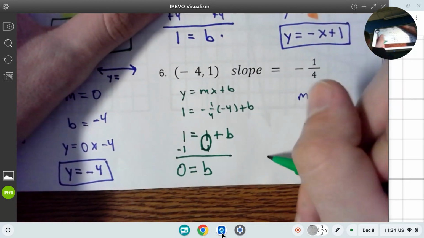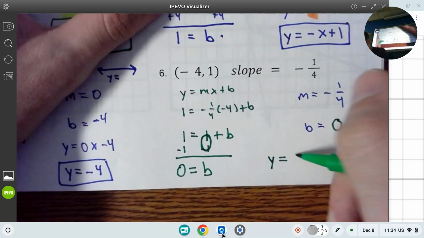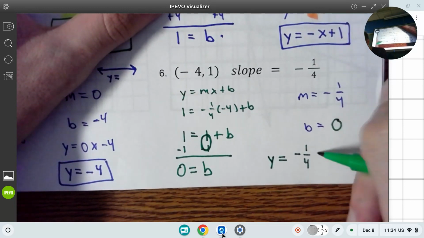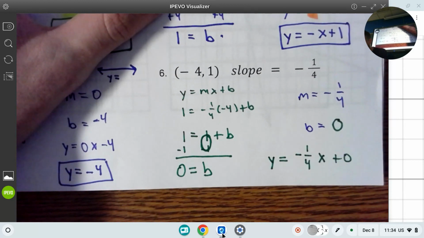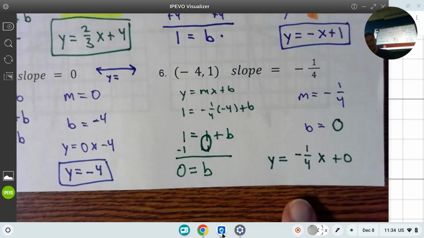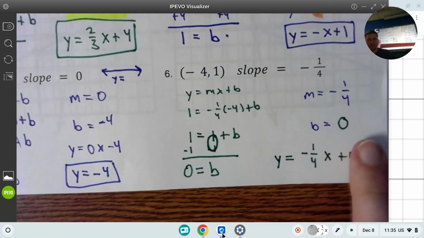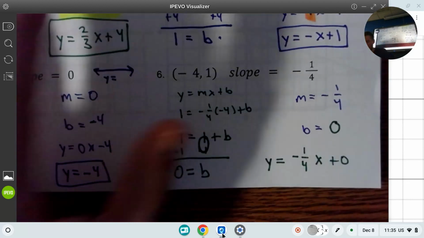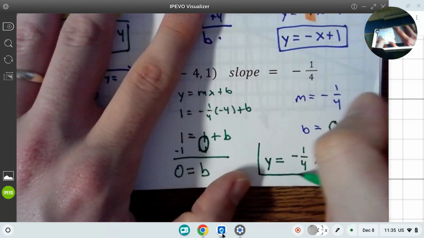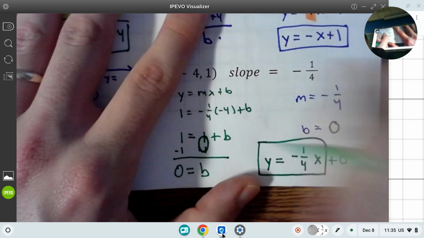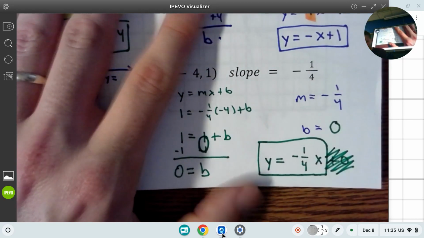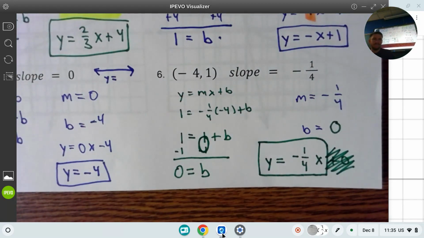So we have y equals negative 1/4 x plus 0. Is there anything here that we don't need? Of course, this 0 is useless. We only need the y equals negative 1/4 x. We don't need the 0. And there you go. That's the answer.